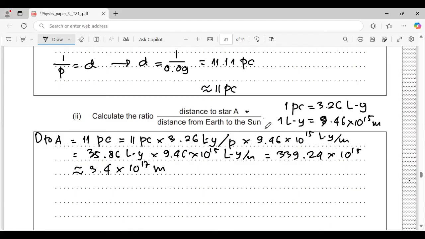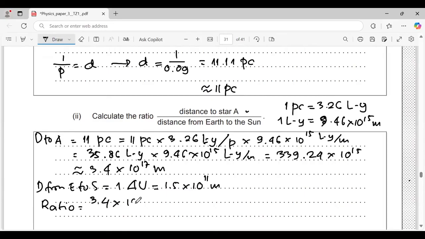Now, the distance from Earth to the Sun is 1 astronomical unit. 1 astronomical unit is 1.5 × 10^11 meters. So the ratio is the comparison between this number and this number.